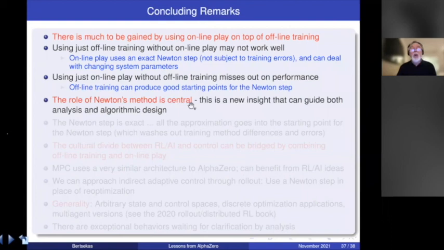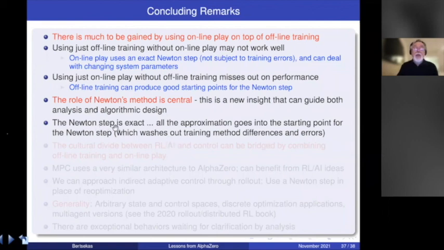The second point I want to make is that Newton's method is central in all this. This is a new insight and can guide analysis, explain behavior, and provide motivation for new algorithmic designs. And again, the Newton step is exact. All the approximation, neural networks and the like go into the starting point for the Newton step, which washes out training method differences and errors.